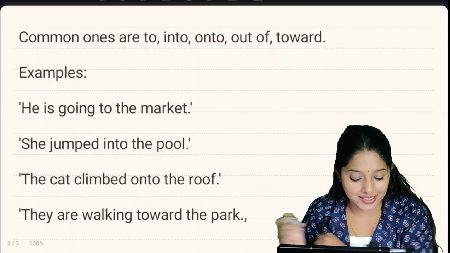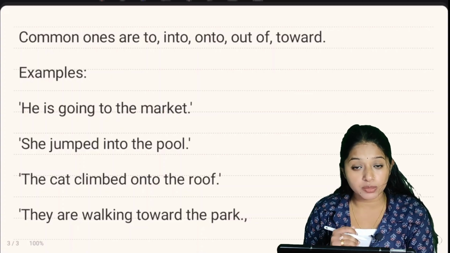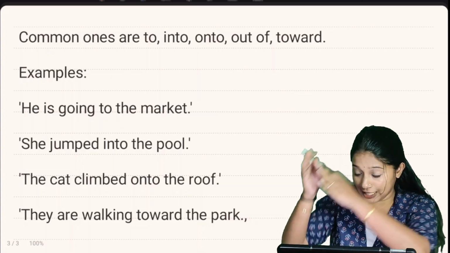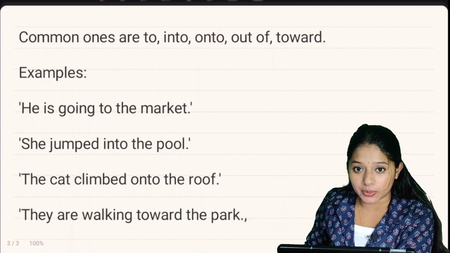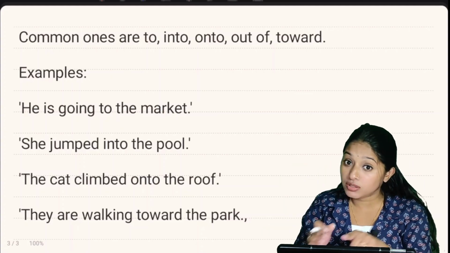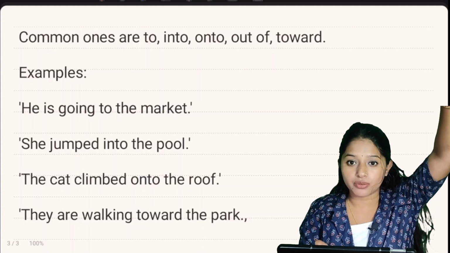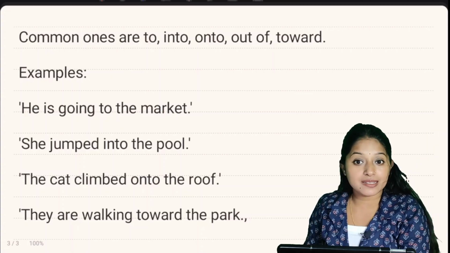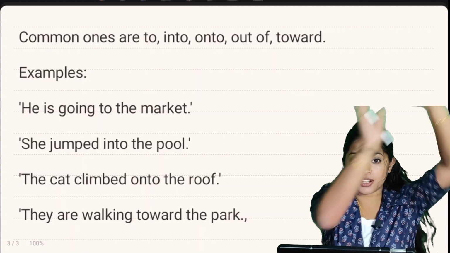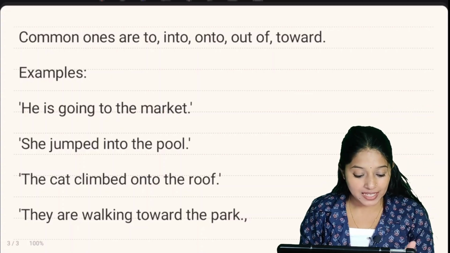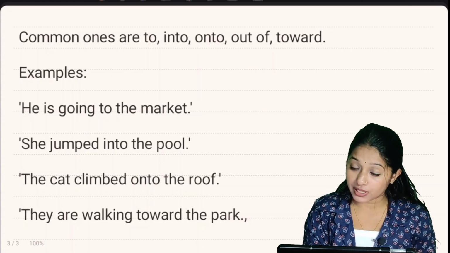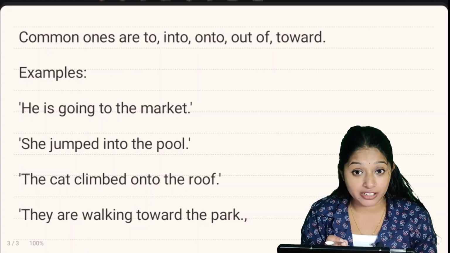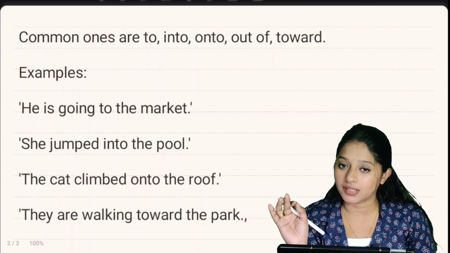She jumped into the pool. The direction is very important here. Into the pool. The cat climbed onto the roof. Onto the roof. See, this is the meaning of into and onto. They are walking towards the park. Where are they walking? Towards the park. The movement is towards the park.